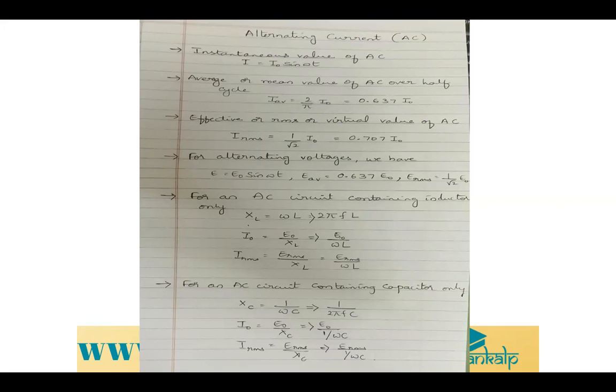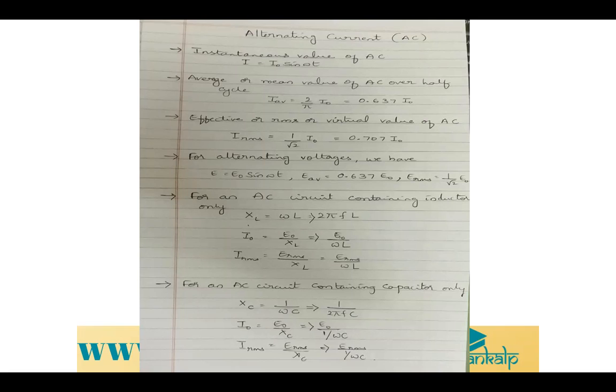You know that the instantaneous value of AC is I is equal to I naught sine omega t, right? So the average or mean value of AC over the cycle is given as I average is equal to 2 by pi I naught. If you substitute the pi value 3.14, 2 divided by 3.14 gives you 0.637 I naught. What is I naught? I naught is nothing but the peak value.